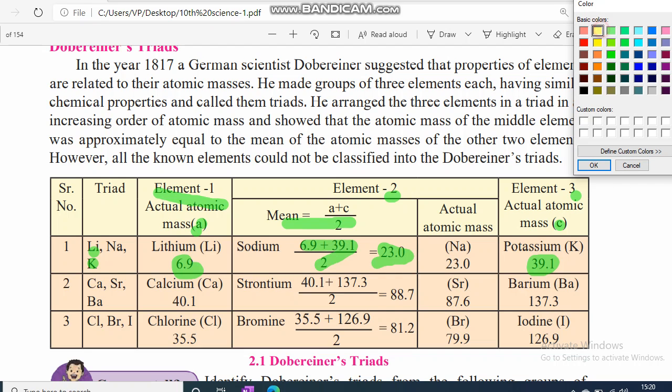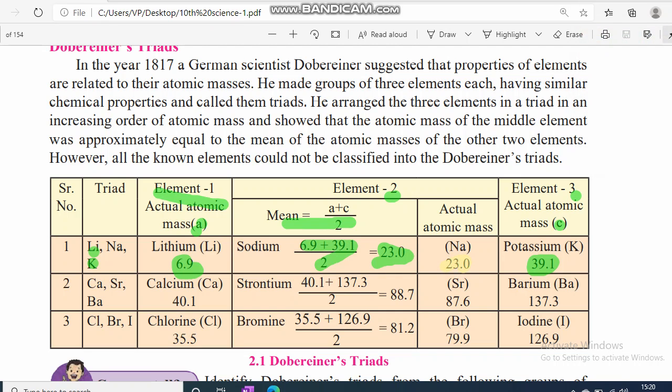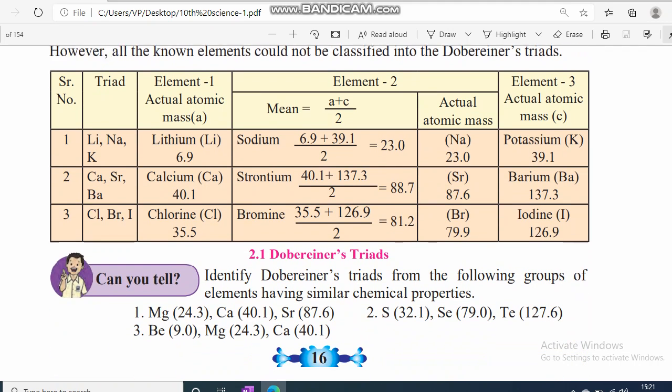I will show you with the yellow marker. Look here. This is element 1, element 2 and element 3. We see that in the first triad, as well as in the second and third triads, the average atomic mass of element 1 and element 3 is the atomic mass of the second element, that is strontium in the second example and bromine in the third example. This is called Dobereiner's triads. This is very simple.